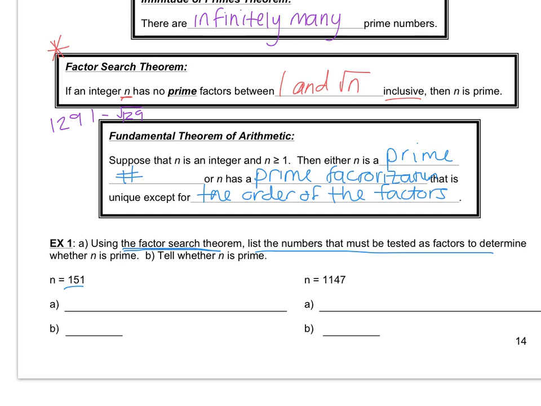Okay, so we take the square root first of 151. The square root of 151 is 12.28. So all I need to check to see if 151 is prime is all of the prime numbers between 1 and 12.28. Obviously, just between 1 and 12.